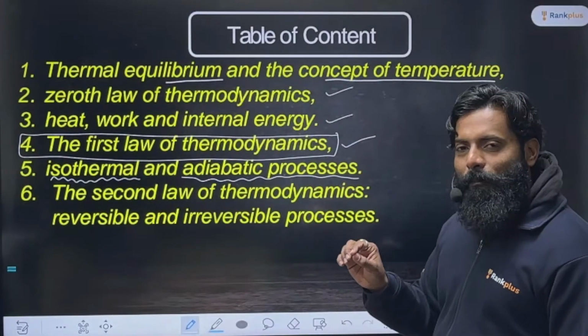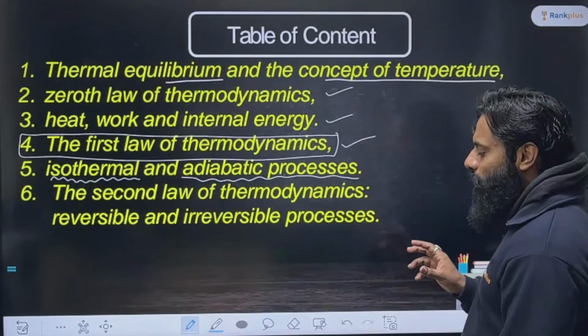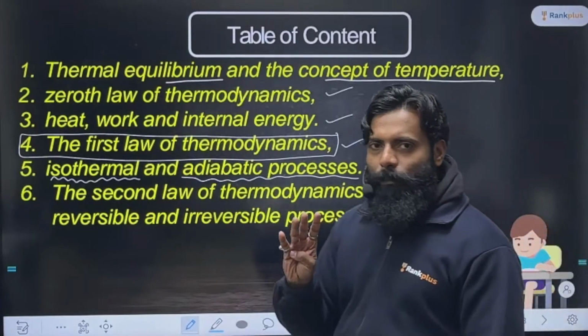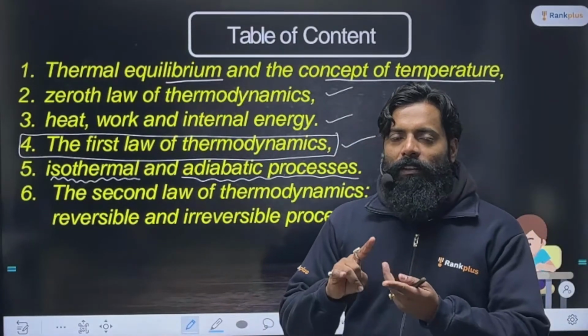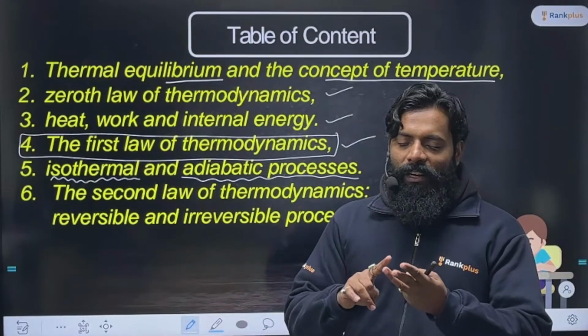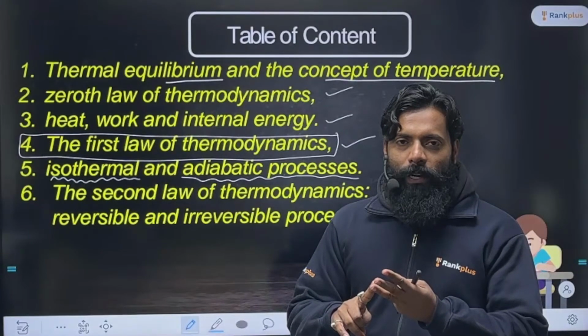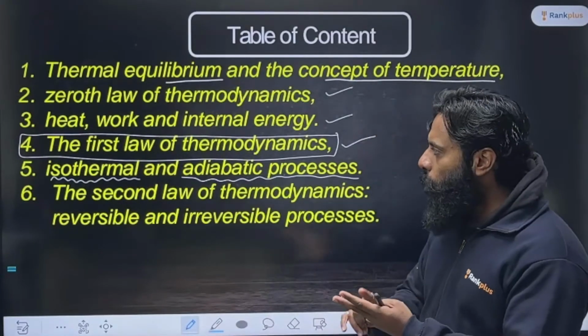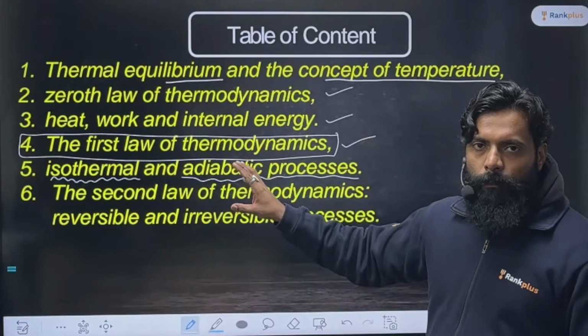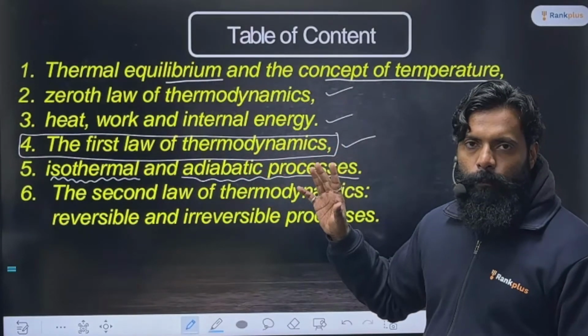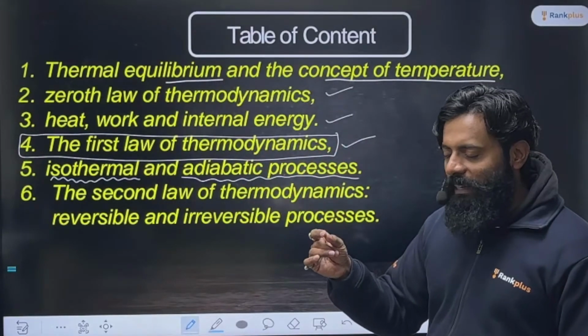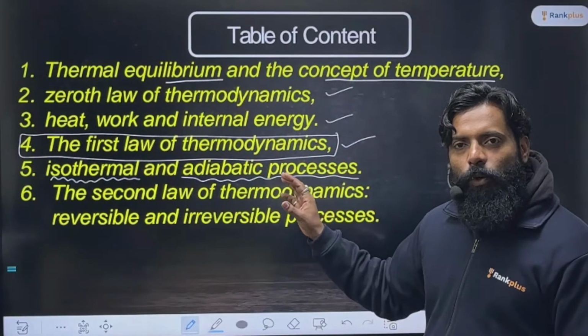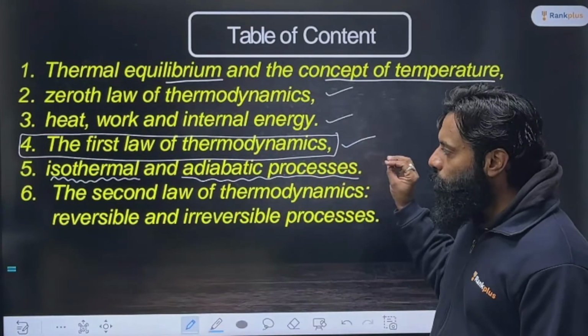So we are missing something. As I told you, there are four different processes: isothermal, adiabatic, then there is isochoric, isobaric. So isochoric and isobaric are missing from this. But if you see the NCERT, you will find it. And even in the question paper, you might get questions from there, right? So we have to do that.